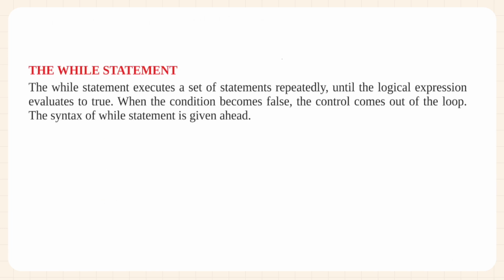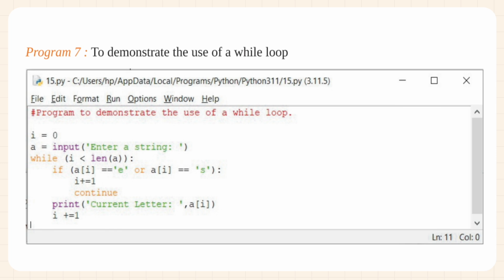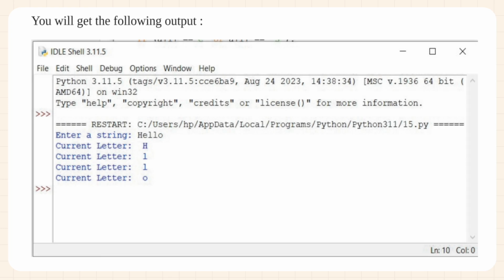The while statement. The while statement executes a set of statements repeatedly until the logical expression evaluates to true. When the condition becomes false, the control comes out of the loop. The syntax of while statement is given ahead. Syntax: while test expression: statements. Program 7 to demonstrate the use of a while loop. You will get the following output.